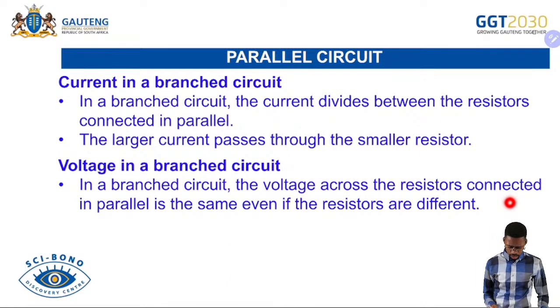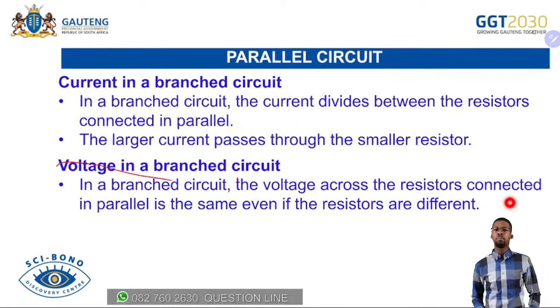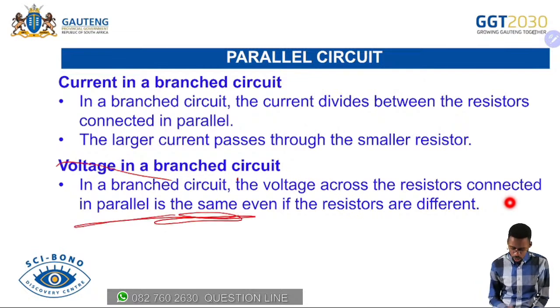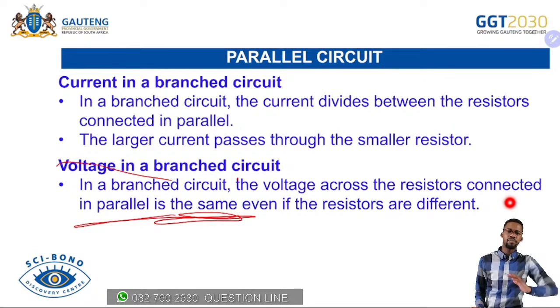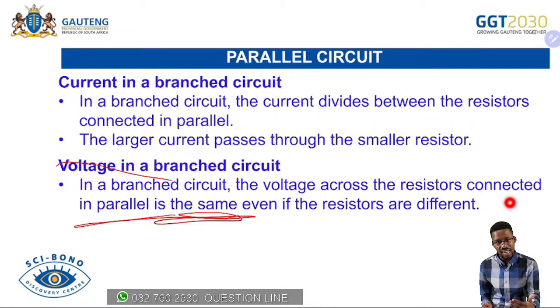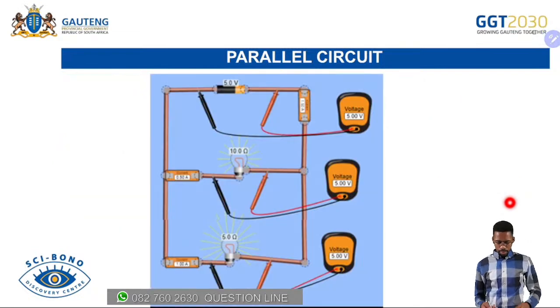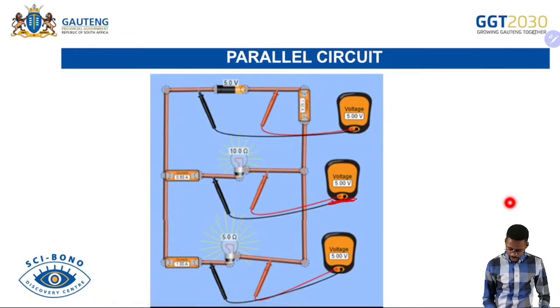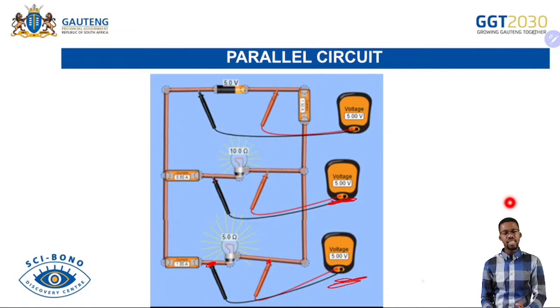Then let's talk about voltage, potential difference in parallel circuits. Potential difference in a parallel circuit is the same. So that's what's important. Potential difference in parallel is the same. So let's look at this diagram. The potential difference measured from this point to this point is the same potential difference measured from this point to this point. It's 5 volts, 5 volts. Why? It is because the potential difference in parallel is the same.